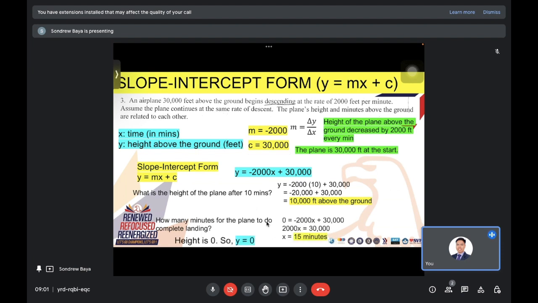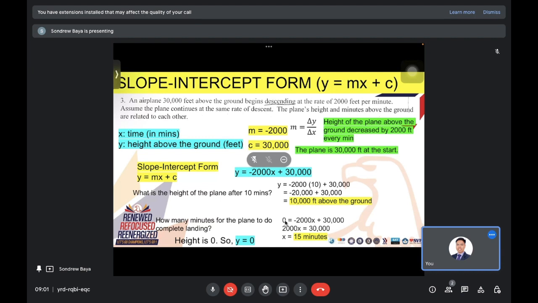Okay, so if we try to substitute 0, which is the height, equal to negative 2,000x plus 30,000. If we do algebraic manipulation here, we have to isolate the x so we can solve it. So move 30,000 to the other side. If you move 30,000 to the other side, this becomes 0 minus 30,000, which is negative 30,000.